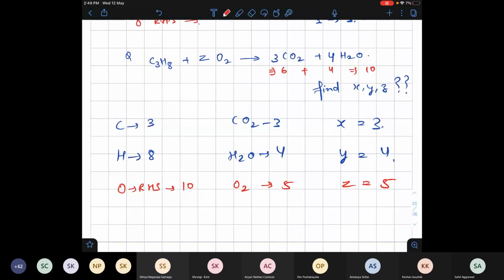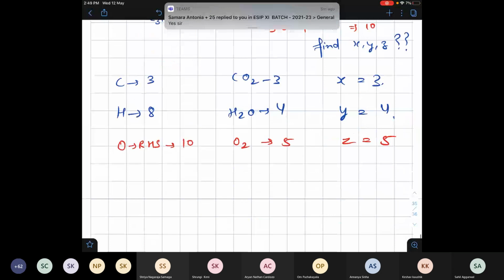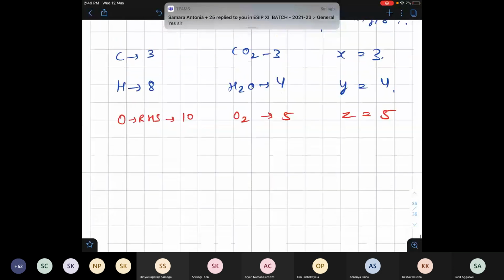Yes, sir. Now your answer may come in fraction. Give your answer in fractions only.